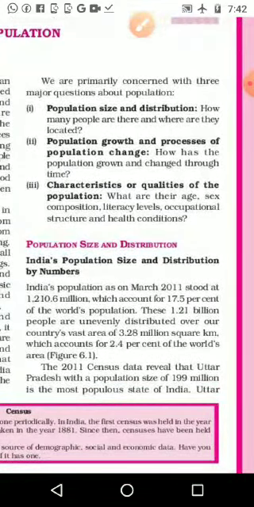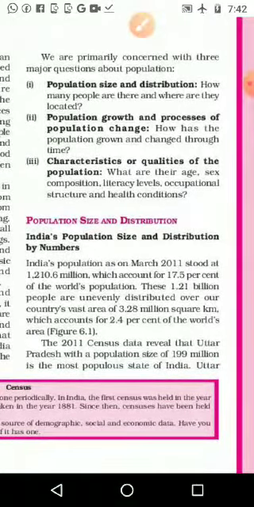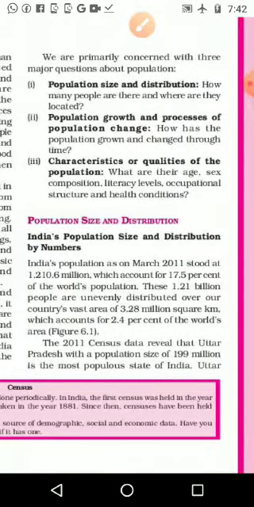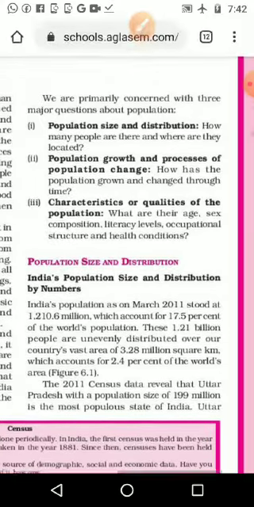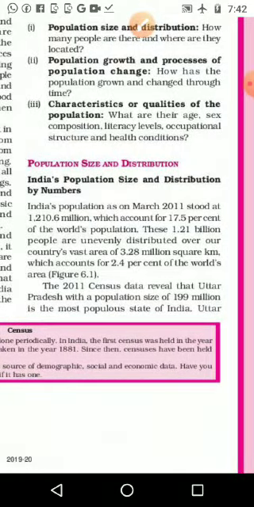Then the characteristics and qualities of population. We studied that in economics, in the human resource chapter: need of health, need of education, need of training. These things decide the quality of population. What are their age and sex composition, literacy level, occupational structure and health condition? This will decide the characteristics as well as the quality of population. Okay, we will continue in the next video.